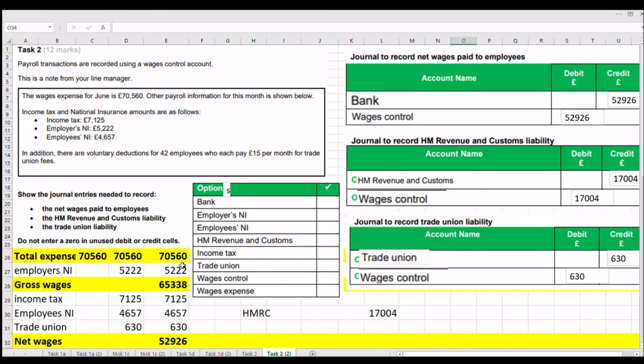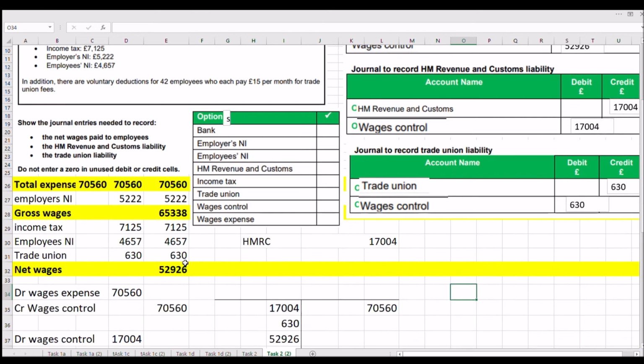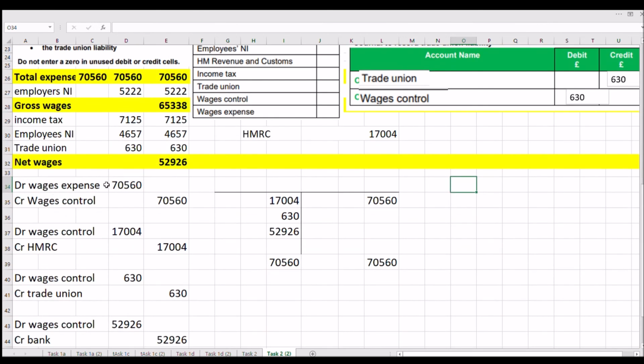Right, okay, so do we go to the answers now? No, we definitely don't go to the answers straight away. We now create a set of journals. From this table up here, we create our journals.